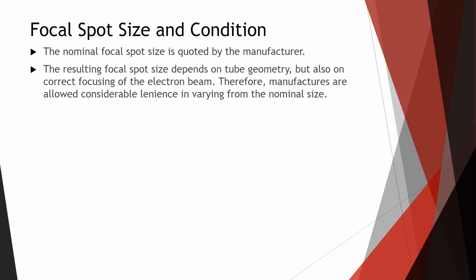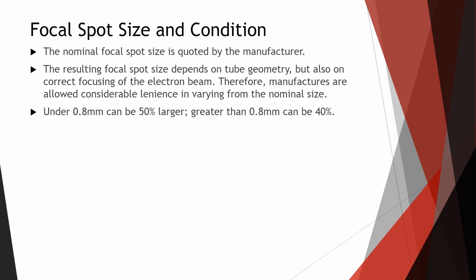Focal spot size and condition. The nominal focal spot size is quoted by the manufacturer. So the manufacturer says this focal spot's 1 millimeter, or this focal spot's 1.2 millimeters. The resulting focal spot size depends on the tube geometry, but also on correct focusing of the electron beam, which is inside the tube from the cathode to the anode. Therefore, manufacturers are allowed considerable leniency in varying from the nominal size. So there's a wide range of acceptability here.